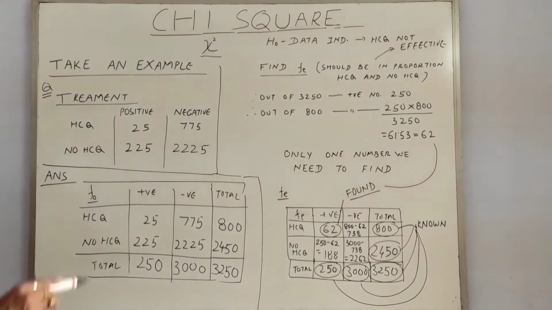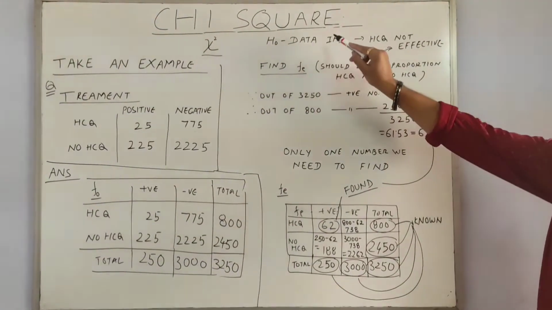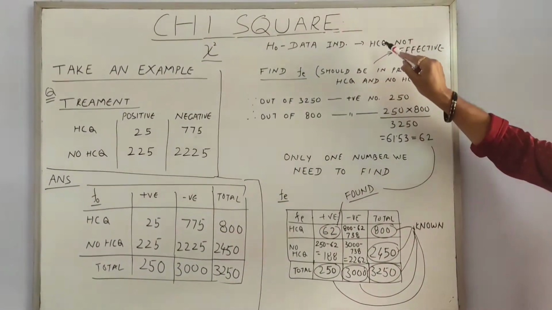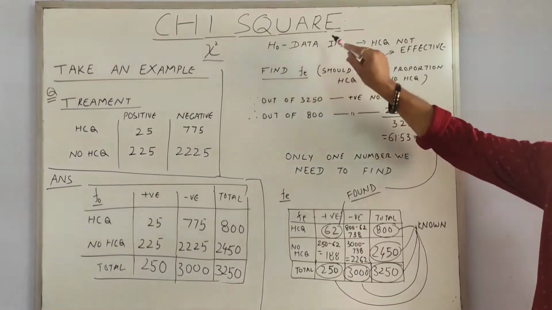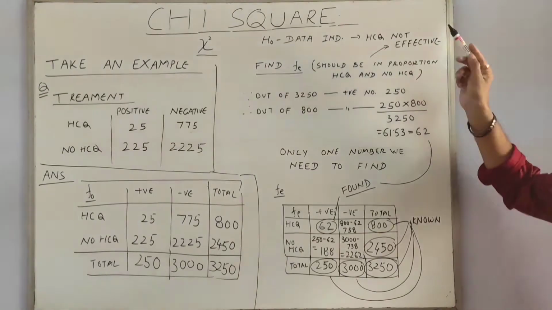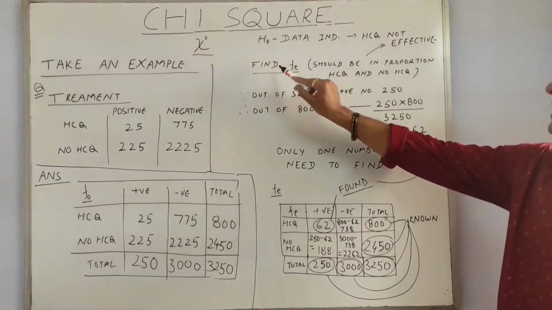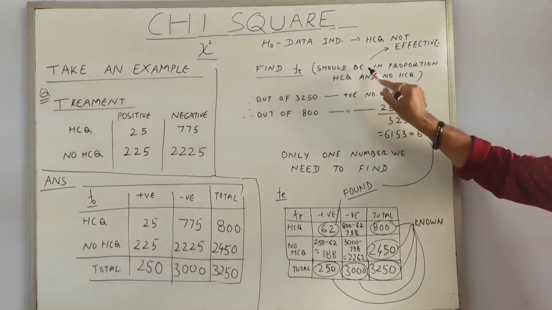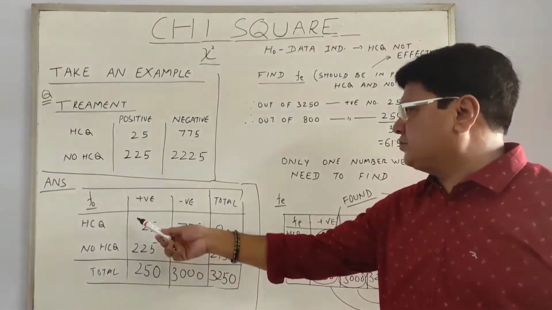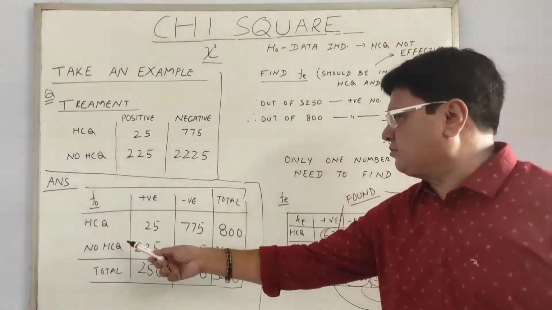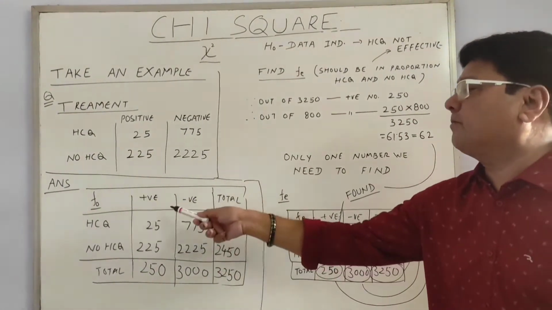Now what we have to find? We have to find FE. So we will start with the null hypothesis that the data is independent and HCQ is not effective. That is, the interpretation of data being independent is that HCQ is not effective. Otherwise the data would have been dependent. So we will find FE. FE should be in proportion to HCQ and no HCQ, meaning for the persons who are given treatment and the persons who are not given treatment, the positives and negatives should be in equal proportion.